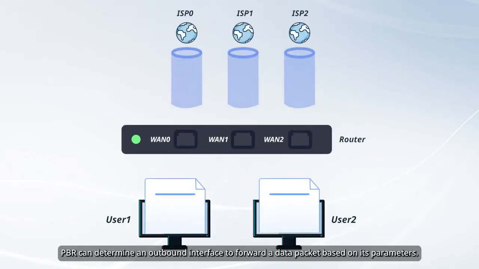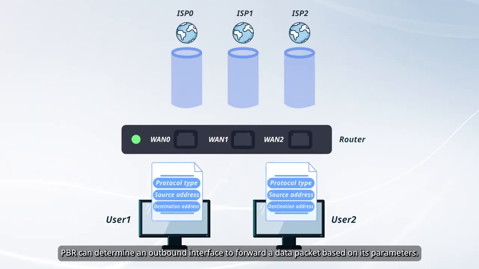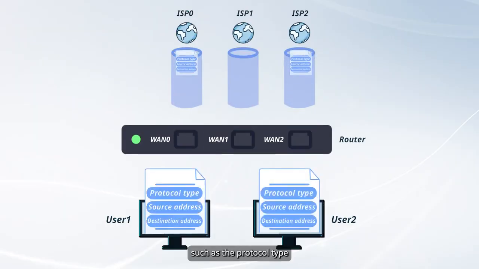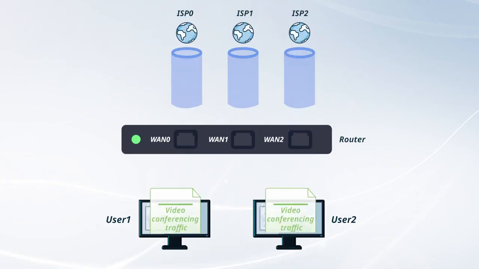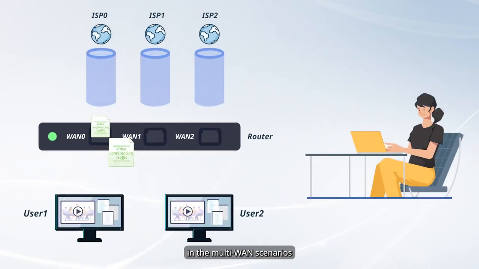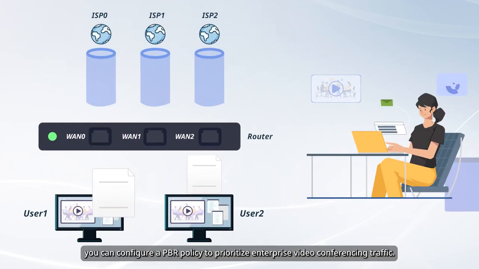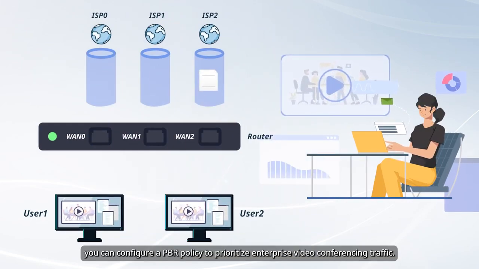PBR can determine an outbound interface to forward a data packet based on its parameters, such as the protocol type, source address, and destination address. For example, in the Multi WAN scenarios, you can configure a PBR policy to prioritize enterprise video conferencing traffic.